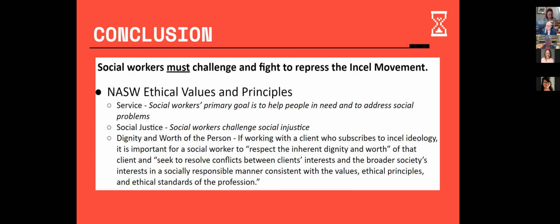With the rights and safety of human beings being threatened by this movement, social workers must work to help people in need and to address social problems, challenge social injustice, and respect the inherent dignity and worth of those around them. If working with clients who subscribe to the incel ideology, the clinician must also seek to resolve conflicts between clients' interests and the broader society's interests in a socially responsible manner, consistent with the values, ethical principles, and ethical standards of the profession.